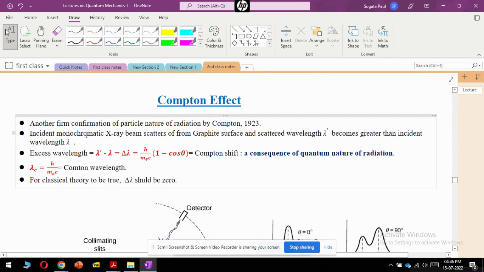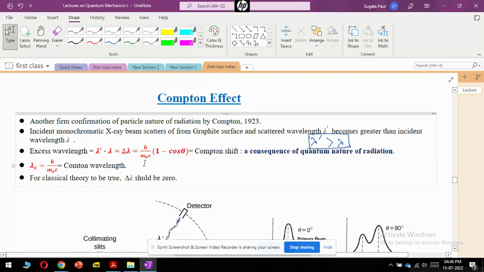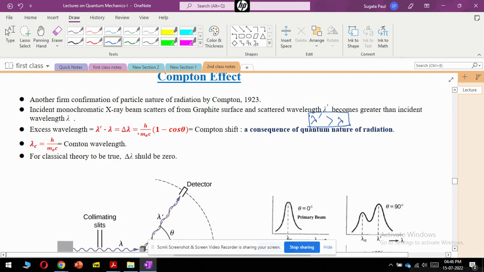But for a one-liner, let us just say that he used a monochromatic X-ray beam and scattered that from a graphite surface, and he observed that the scattered wavelength of radiation lambda prime was different from the incident radiation, that was lambda, and not just different, all the time this lambda prime was greater than lambda. That means the scattered radiation becomes larger than the incident radiation. Now this excess wavelength, lambda prime minus lambda, is called delta lambda, which we will derive generically; it will have an expression like this: h by m_e c times (1 minus cos theta).